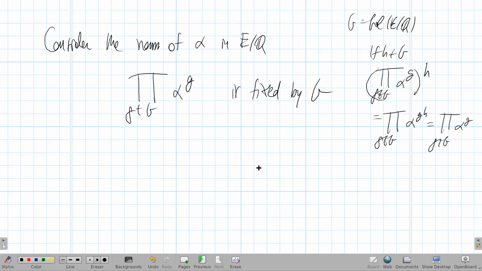And so by Galois theory, since this is a Galois extension, actually this is one of the definitions of Galois extensions, this means that the elements of the extension fixed by the Galois group are exactly the elements of Q.